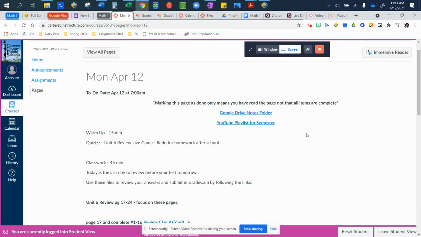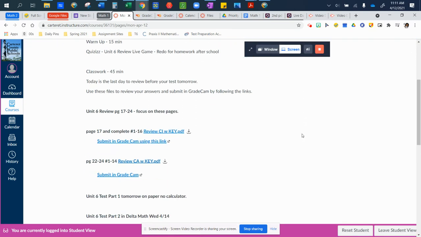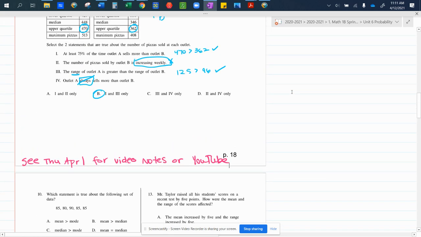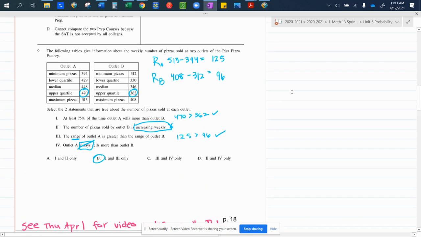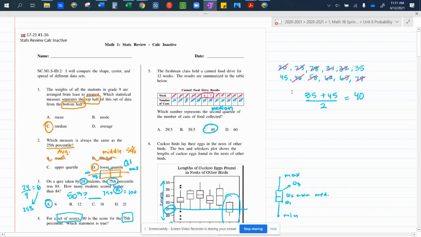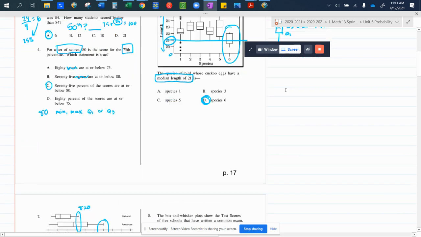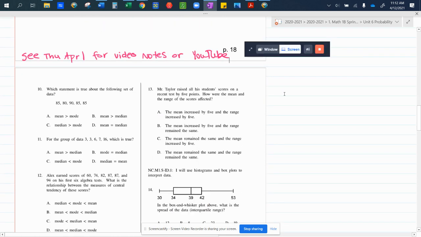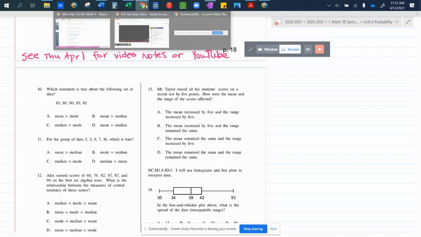Today is Monday, April 12th, and this is the third period class recording for Math 1B. And we just finished going over the notes for page 13 through 15. We did skip page 16, and now we're looking at page 19 because we went through 1 through 9 in class Thursday before break.